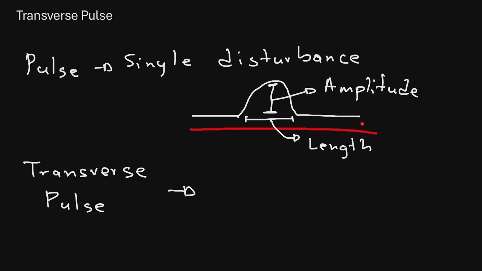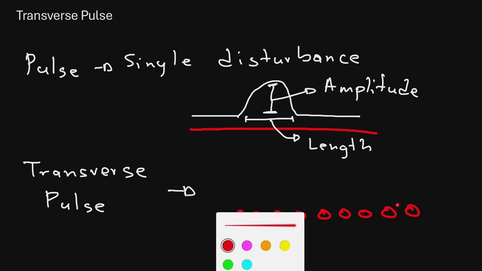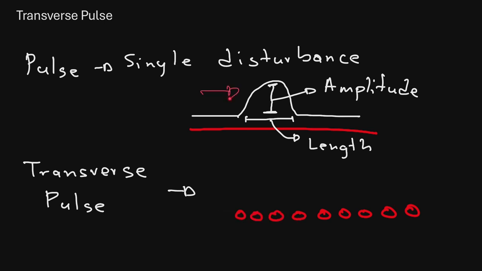When we start to visualize this from the particles of the material, let's say this rope consists of the following particles. When we disturb this rope, the particles will start to move up and they will go down, and then the other ones will start to move up and they will go down, until we finish the length of the rope. Do you see this pulse here? It will be moving to the right.